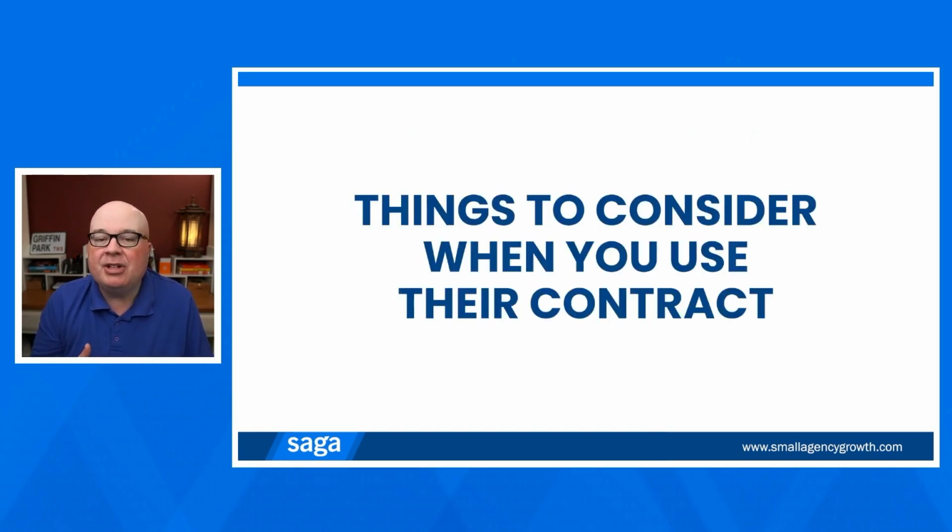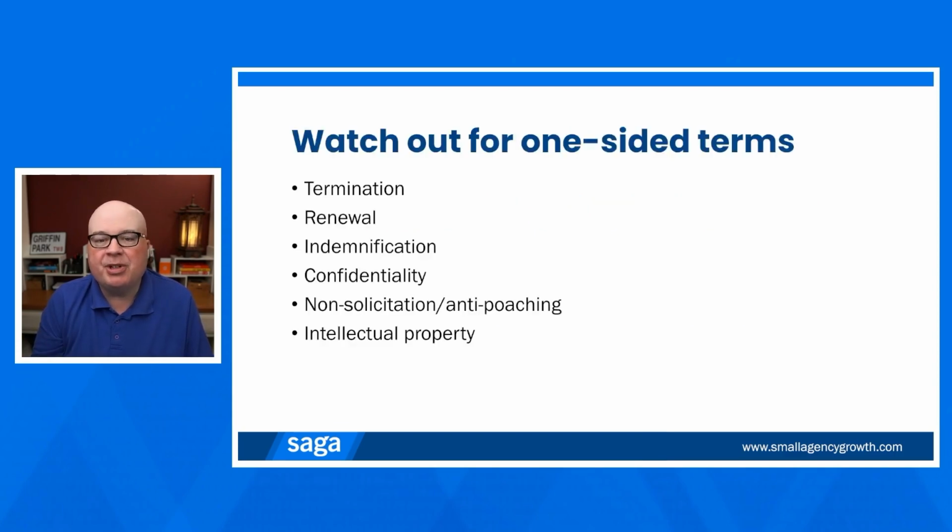Sometimes you end up having to use the client's contract. And when you have to use their terms, the things that their lawyers have put together, there are some things that you want to look out for. And in particular, you want to look for one-sided terms in the agreement. And I've noted a few of the ones here that I've most commonly seen when you're using the client's contract or paper, as I will sometimes refer to it. These are the terms that they will typically write in a one-sided fashion.